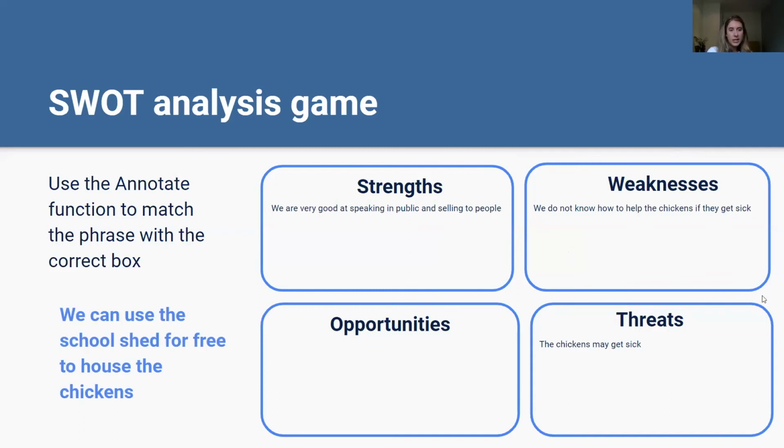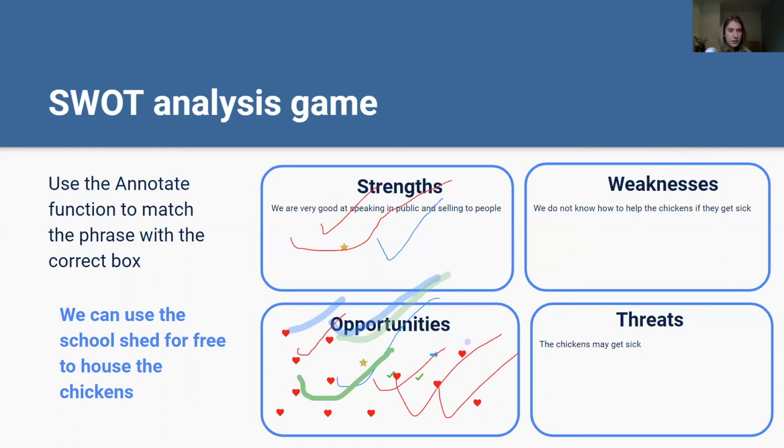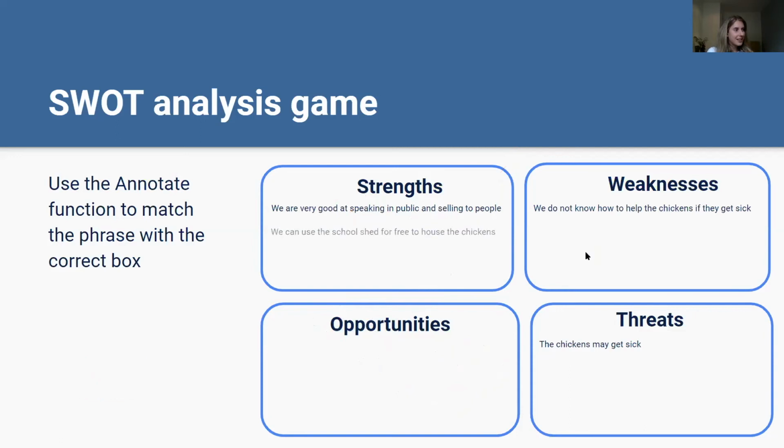Okay, next. We can use the school shed for free to house the chickens. Is it a strength, weakness, opportunity, or threat? Okay, so most people have said opportunity so far. Some people are saying strength. Bit more divided on this one. I'll give you another moment or two and then I will show you the answer. Okay, let's leave it there. The answer is, it's a strength. So that one is a bit tricky, I can see, but the school shed is a resource that you already have available to your team, so it counts as a strength.